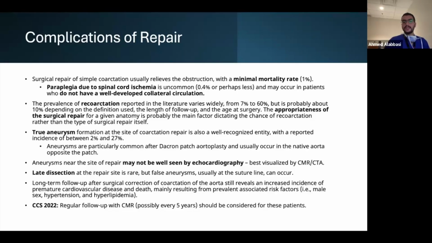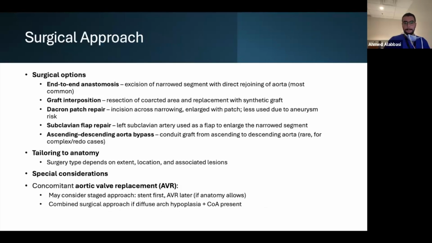Late dissection could be present as well, and obviously long-term follow-up after surgical correction may be associated with increased premature CAD and death due to hypertension and other risk factors.